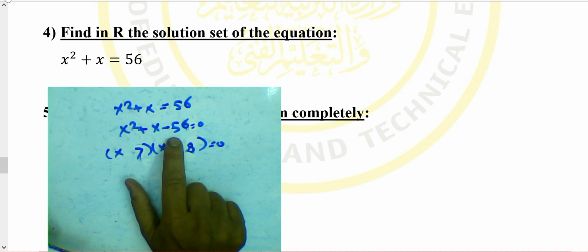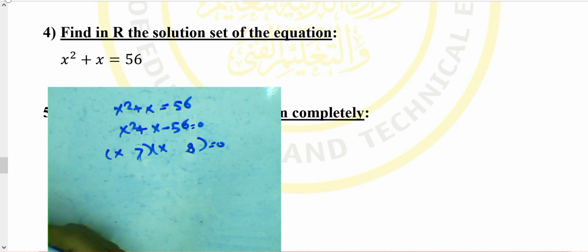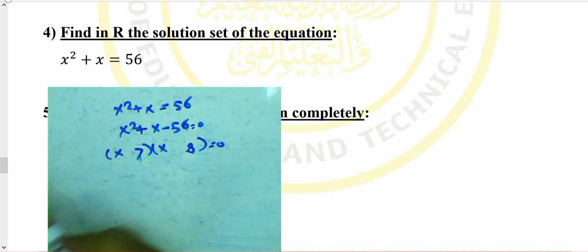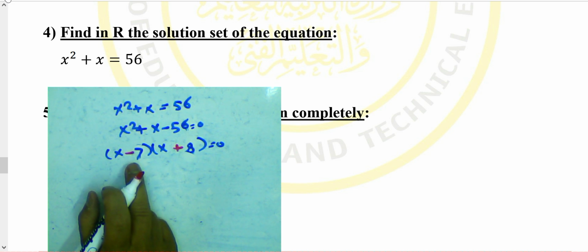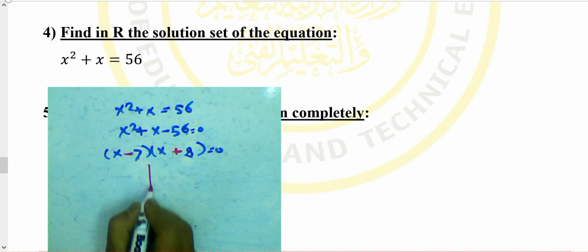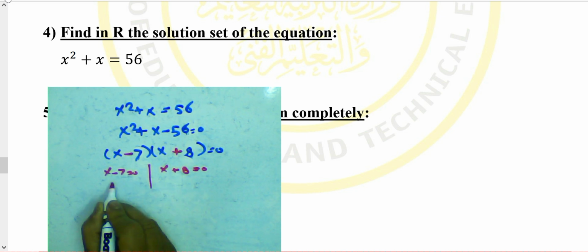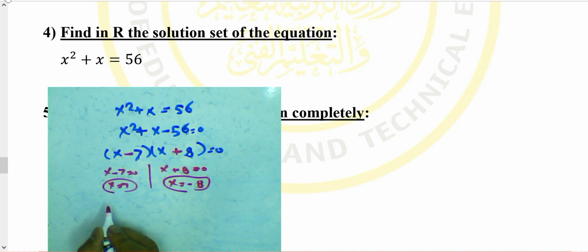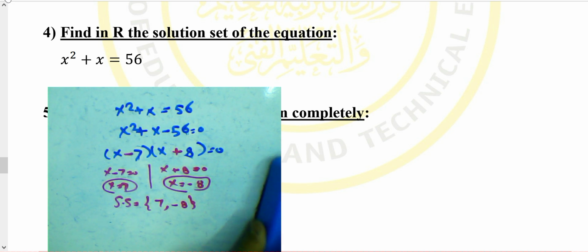We want two numbers whose product equals 56 and the difference between them is 1. Then the signs here would be different because the product is negative. The greater number will be in the middle, and the smaller number 7 will have the opposite sign. Then x minus 7 equals 0, or x plus 8 equals 0. So x will be 7 and x equals negative 8. Then the solution set will be 7 and negative 8.